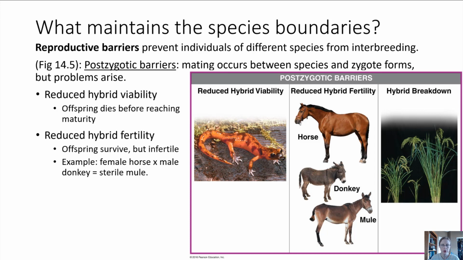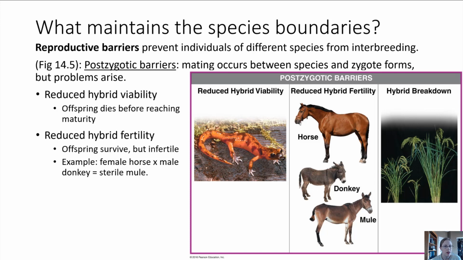Another type of post-zygotic barrier is reduced hybrid fertility. A great example of this is crossing a horse with a donkey. This results in a mule. If you've ever heard about mules, perhaps one of the things you have heard is that they're very strong. They're excellent work animals, but they are all sterile. So you can't cross two mules together. Once a mule is produced, that's the end of the line. They're all infertile, they're sterile.